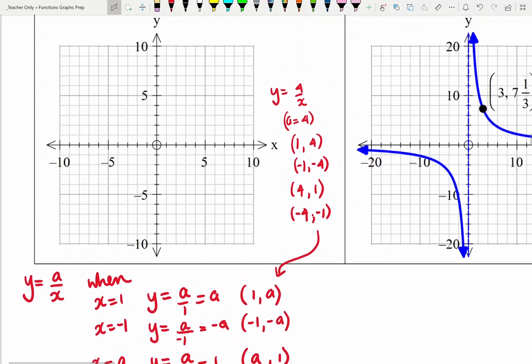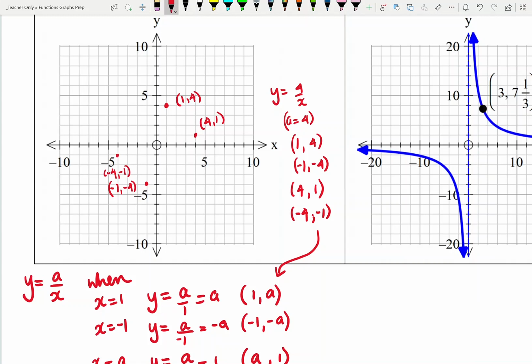So from there, what we do is we plot each of them. Here's (1, 4), (4, 1). So plot and label. Here is (negative 1, negative 4), and here is (negative 4, negative 1).